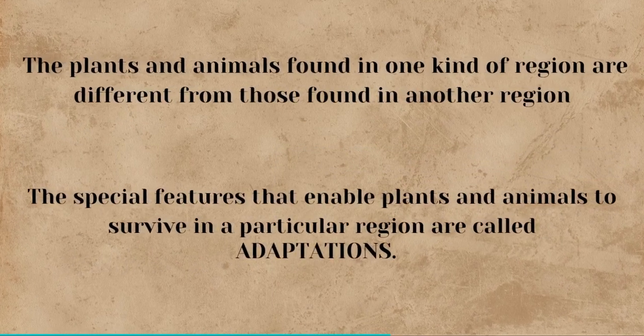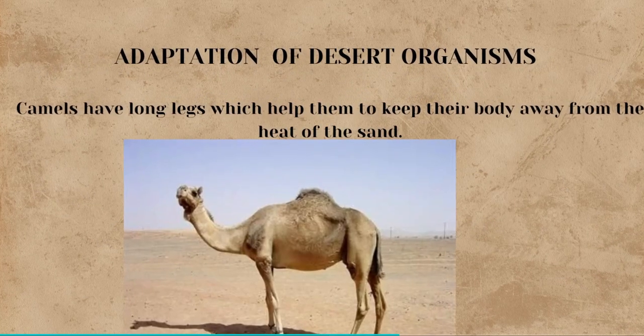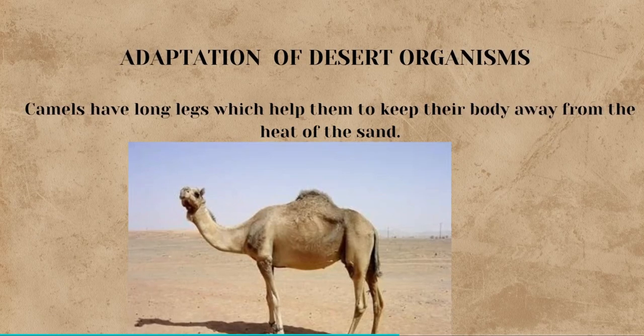The plants and animals found in one region are different from those found in another region. The special features that enable plants and animals to survive in a particular region are called adaptations. Let's look at the adaptations of desert organisms.